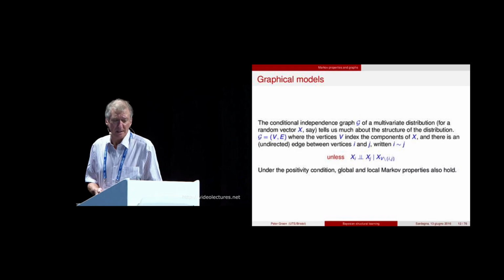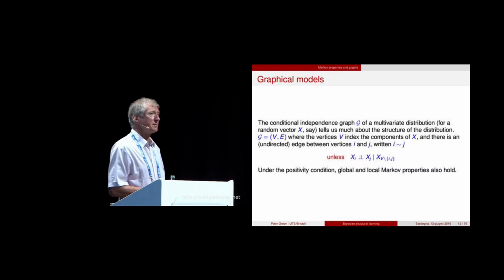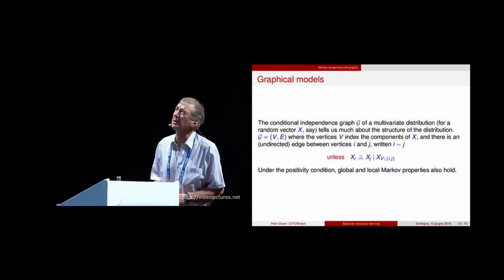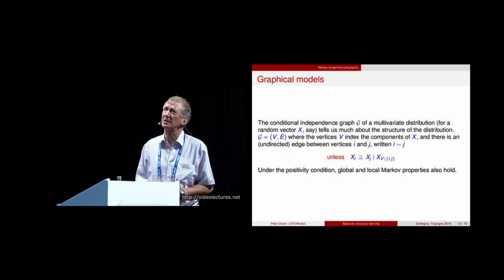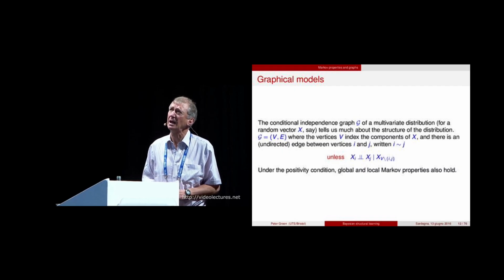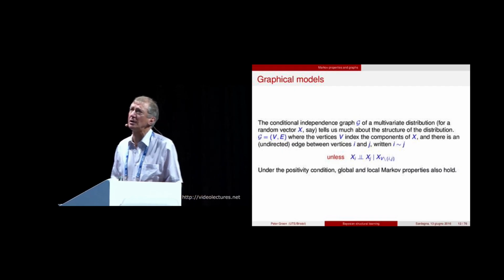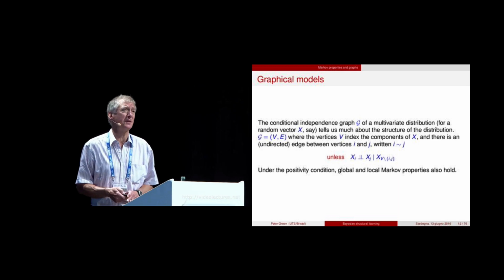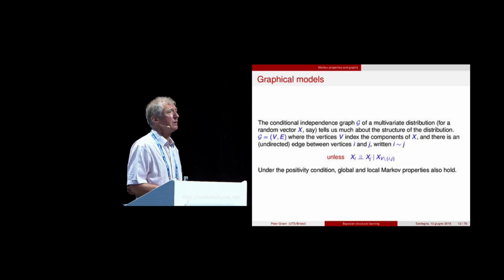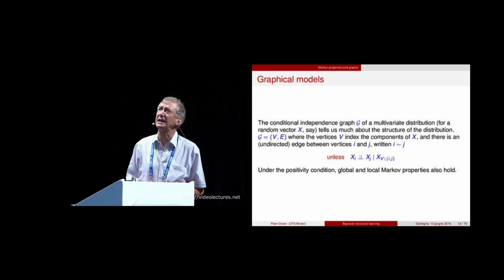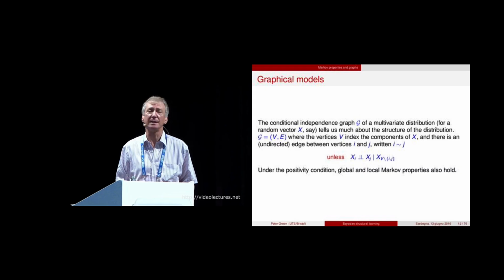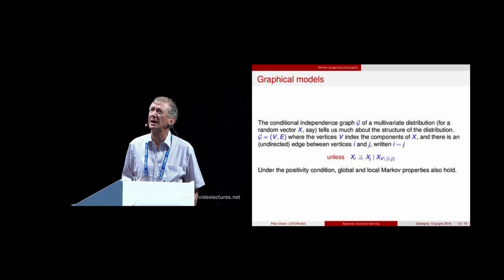So when I just talk about the conditional independence graph, I'm talking about this graph defined by the pairwise Markov property. We draw edges between 2 vertices representing variables. We draw edges between 2 variables unless they are conditionally independent, given all other variables.